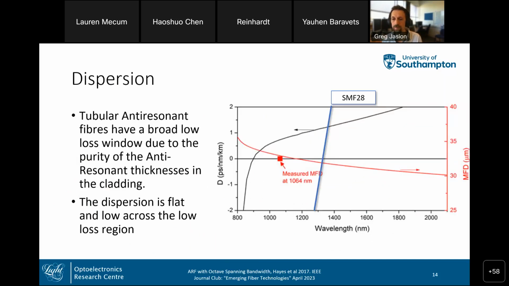The other reason these fibers are so good at broad bandwidth transmission is that the dispersion is low and flat and remains low across the entire low loss window. Where the high loss resonance defines the beginning of the transmission window, the dispersion swings very aggressively. But as soon as we get to the low loss region, it levels out and stays below around 2.5 for the entire transmission window. You compare that with SMF, which has a very steep dispersion curve, which does cause a lot of issues if you want to transmit data across the full bandwidth range.